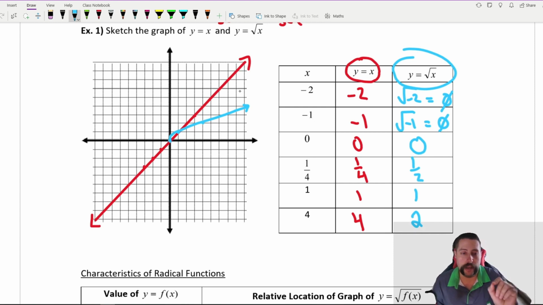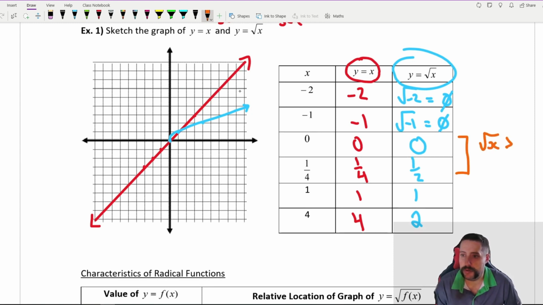Notice how in between 0 and 1 for x, your y values are going to be greater than the original function y equals x. In between these two, your root graph is going to be bigger than your regular graph. Oh, in between 0 and 1/4, my mistake. Let's change that real quick.